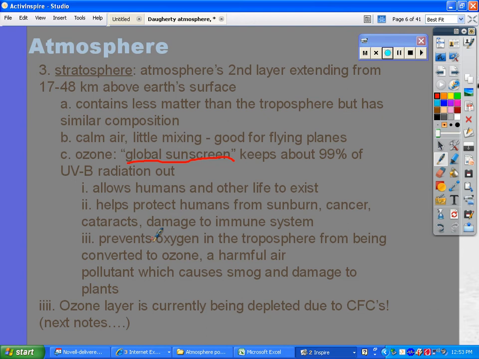It prevents oxygen in the troposphere from being converted to ozone because it tries to make ozone up in the stratosphere. And again, we'll learn about that whole process. It's a whole chemical process that happens in one of our next mini units. So the ozone layer is currently being depleted, mostly due to these things called CFCs, but again, I'm not going to talk about that too much in these notes because we're going to talk about that in a couple weeks.